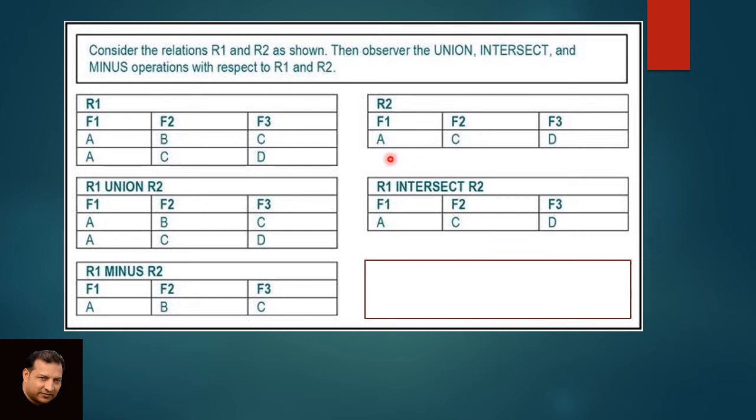Now this is another relation R2 having only one row: F1, F2, F3, A, C and D. Now see operations on these two tables. First is R1 union R2.